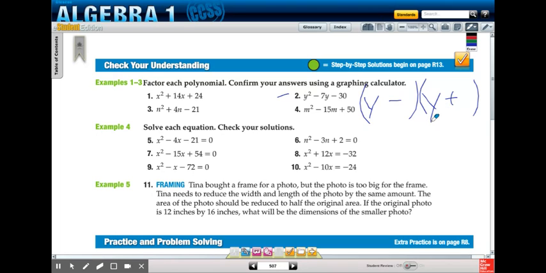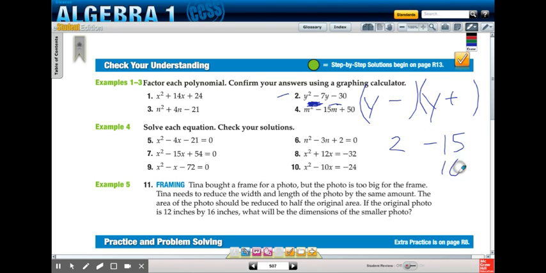So negative 30. I'm thinking you could do 2 and 15. That would give you negative 30. But negative 7. Now, if this is negative, and one of these has to be negative, and if this is negative, that means the bigger number needs to be negative. It needs to be bigger because that's how you're going to get a negative number in the middle. But if it was negative 15 and positive 2, that's a negative 13.